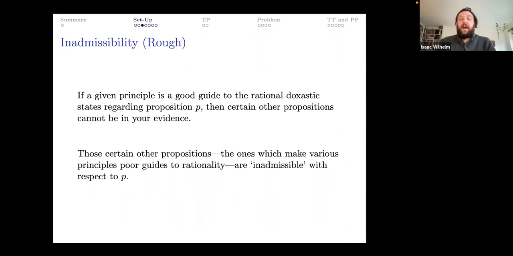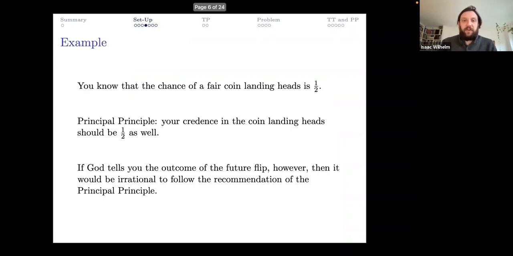In other words, to put it the way it's put on the slide, if a given principle is indeed a good guide to the rational doxastic states for some agent regarding some given proposition P, then certain other propositions cannot be in that agent's evidence. And those other propositions, the ones which render some given principle a poor guide to rationality, are said to be inadmissible with respect to P. That's the general idea of inadmissibility.